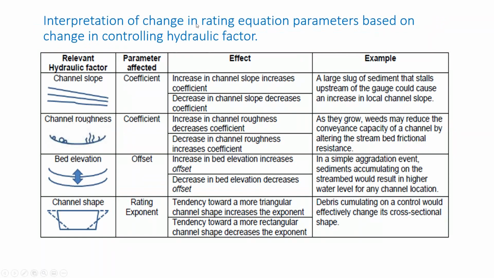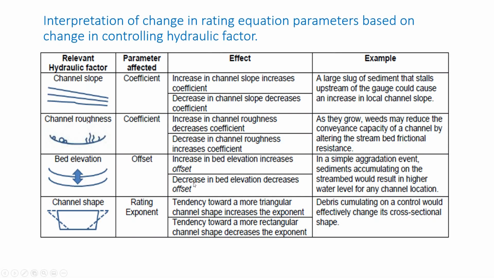So the rating equation itself, the parameters that we've just been talking about, are based on change in the controlling hydraulic factor. For instance, the coefficient we just looked at changes with the different slope and roughness, whereas the offset is only about bed elevation. As that changes, it changes our offset. And then the exponent itself is all about the channel shape. You can look at this to give examples, for instance, for the offset: an increase in bed elevation increases the offset.